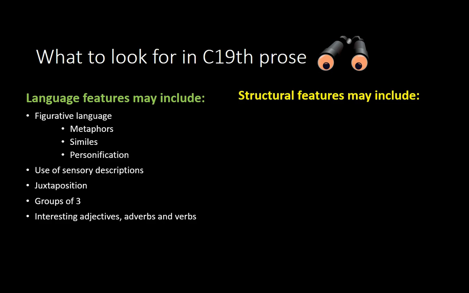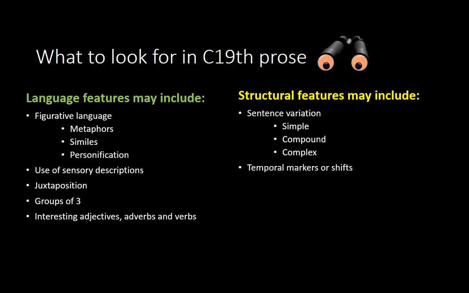In terms of structural features, the sorts of things you're going to look at are primarily the sentence variation. So what sentence structures do you have? What sentence forms do you have? How much variation is there in there, and why are they varying that? What is that suggesting to you? Look for simple sentences, compound sentences and complex sentences, as well as the 4 different sentence forms.